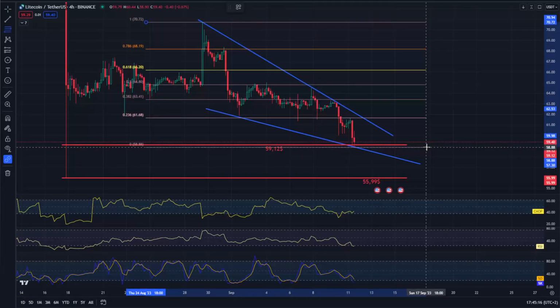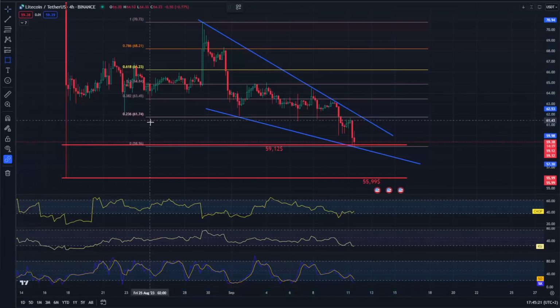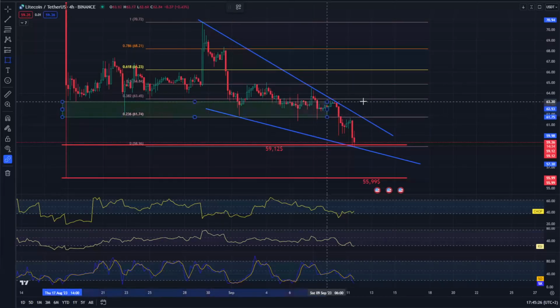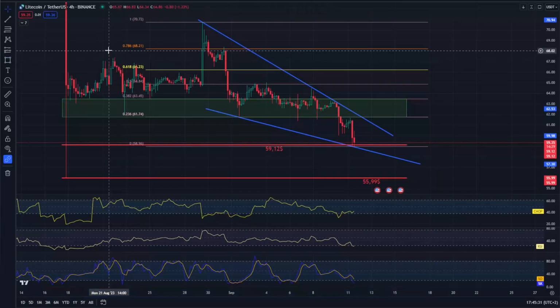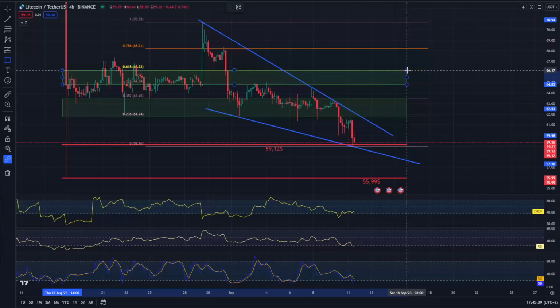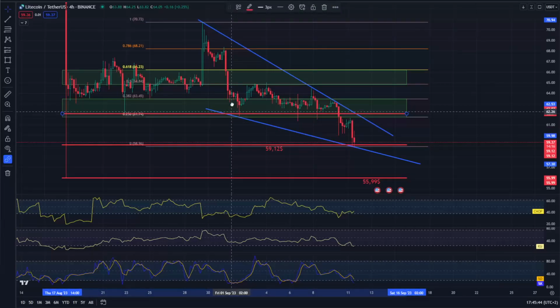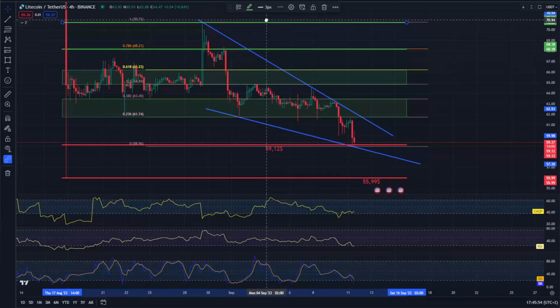Looking the other way, similarly using the fib retracement tool, we can determine the resistance areas that the price must face. And here we see that the first resistance zone is from $61 to $63. Then we have the second zone from $64 to $66. Then resistance at $68.18. And then strong resistance at $70.69.